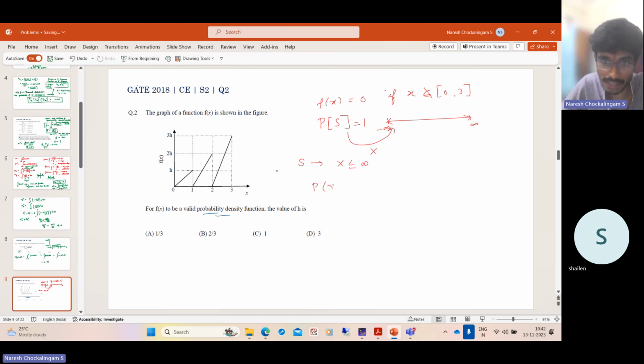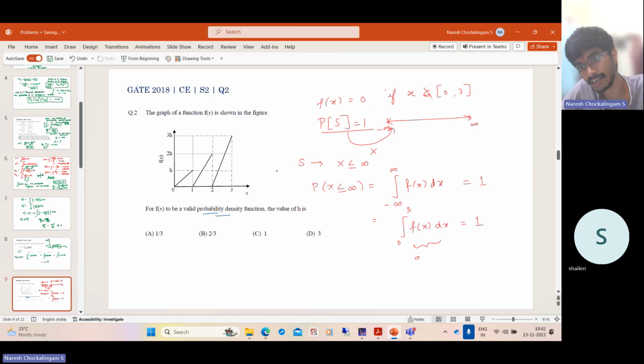So what is probability of x less than or equal to infinity? If it is a continuous random variable, it is integral minus infinity to infinity f of x dx. And this should be equal to 1 because the probability of the sample space is 1. Now we have a split definition and it is 0 everywhere outside 0 to 3. So this is nothing but just integral from 0 to 3. From minus infinity to 3, f of x is 0. From 3 to infinity, it is again 0. So it is nothing but integral 0 to 3 f of x dx is equal to 1. What is this? This is nothing but the area under the curve.